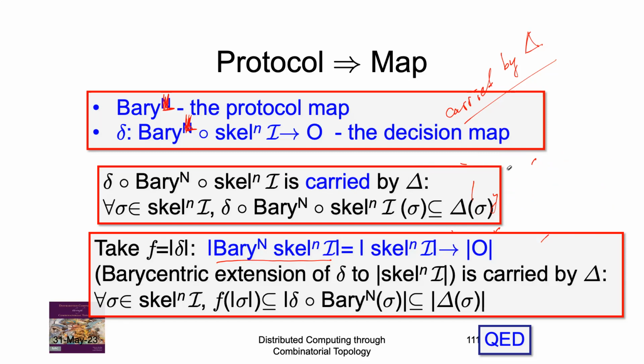By construction, since it's an extension, we have this. Which means this F is carried by delta, and this is exactly what we need to do. We started with the existence of the protocol and we found the continuous map which is carried by that.